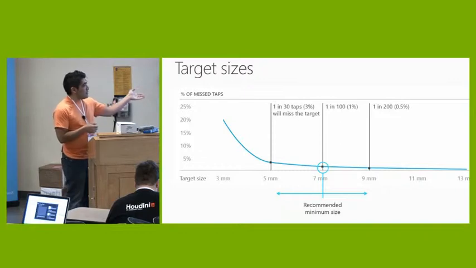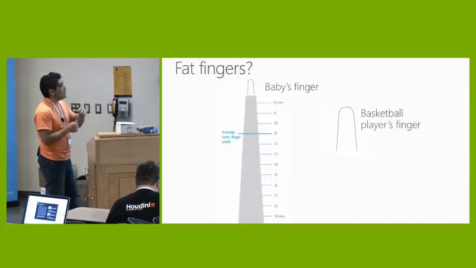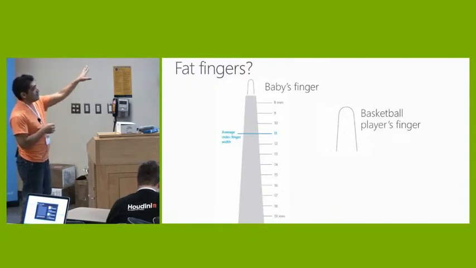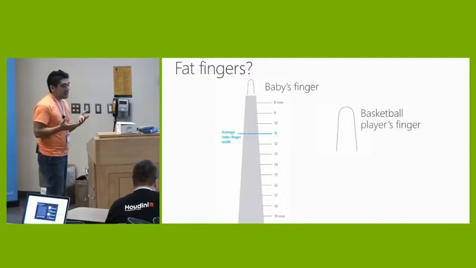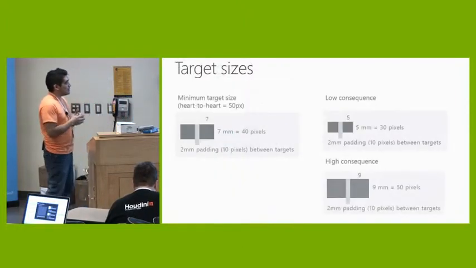Basically, a baby's finger would be about 5, and a basketball player would be about an 11. And actually, here's a slide for that. You can see a baby's finger. It's not even 5, it's like 8. Then average finger size, and then a basketball player's finger size. You can see most of you don't have fingers that size anyway. So for the most part, the whole thing of fat fingers doesn't really exist. I'm sure a lot of you have said that in the past, but it doesn't exist.